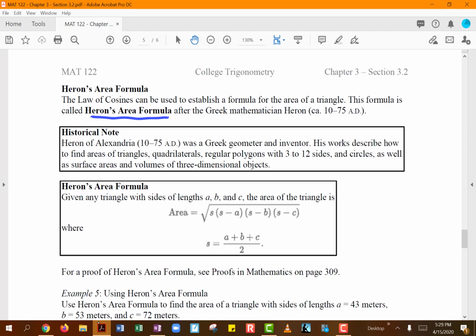Heron of Alexandria was a Greek geometer and inventor. His works describe how to find areas of triangles, quadrilaterals, regular polygons that can have sides from a three-sided polygon to a 12-sided one, and also for circles, surface areas, and volumes of three-dimensional objects. So a lot of different formulas are credited to him.